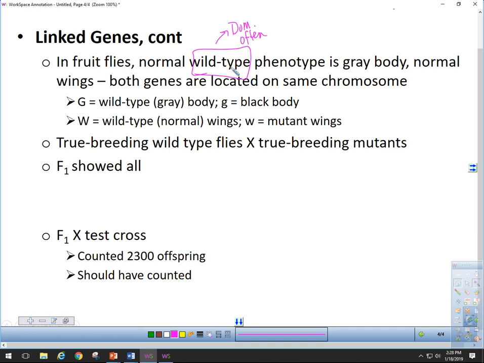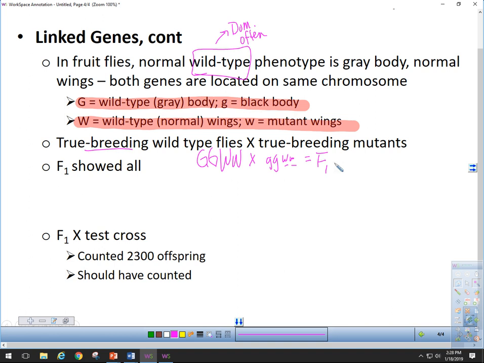So I'm giving you a key. Here's your key. Capital G is wild type or gray body, little g is black body, big W is wild type or normal wings, little w is mutant wings. So he took his true breeding parental generation, which was big G, big G, big W, big W, and crossed them with his true breeding little g, little g, little w, little w. So that's his parental cross. He created his F1 offspring. Right here, you should know this by now. All of his F1 were big G, little g, big W, little w, which meant they all showed, phenotypically, gray body and normal wings.